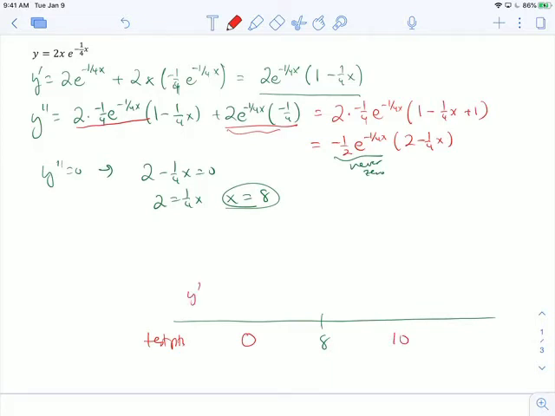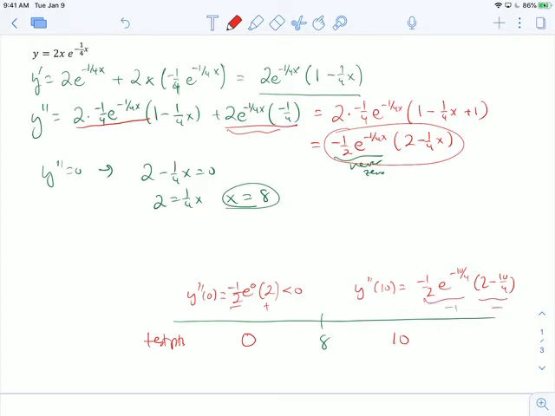And so I want y double prime of 0. That's going to be, and I'm going to use this formulation right here for calculating my values of y double prime, negative 1/2 e to the 0 times 2. That's a negative quantity. I've got a negative times a positive. Y double prime of 10, on the other hand, is going to be negative 1/2 e to the negative 10 over 4 times 2 minus 10 fourths. 10 fourths is 2.5. So this is negative, and so that's going to make this a positive quantity.